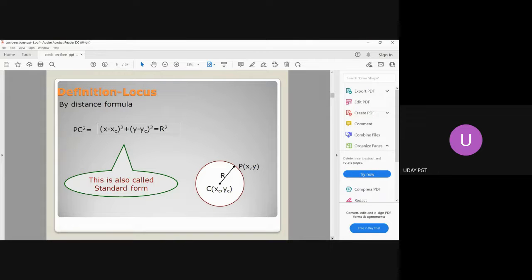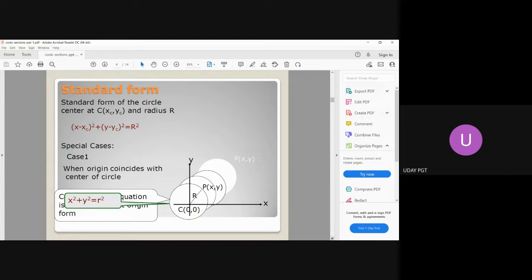Using the distance formula, PC square is equal to (x minus xc) whole square plus (y minus yc) whole square, and PC represents the radius. So (x minus xc) whole square plus (y minus yc) whole square is equal to r square. That is the standard form of the equation: whenever the center is (xc, yc), we are going to get (x minus xc) whole square plus (y minus yc) whole square equals r square.